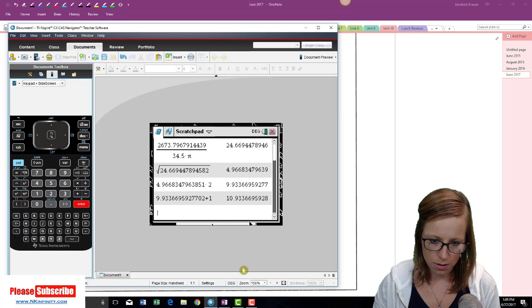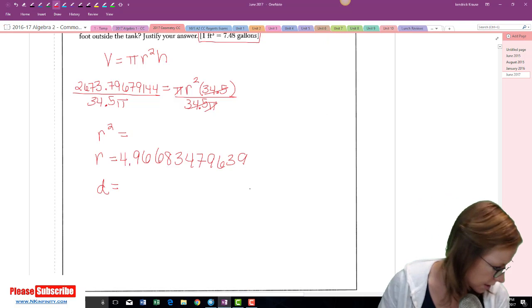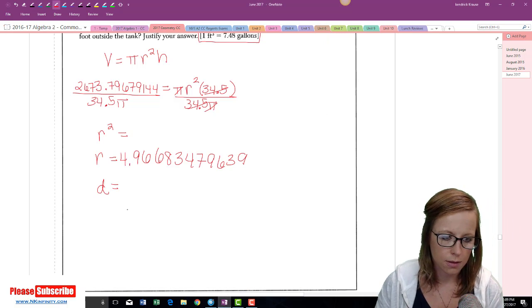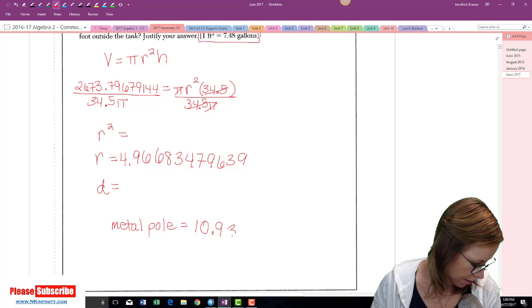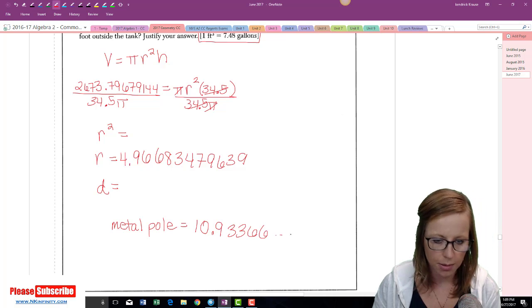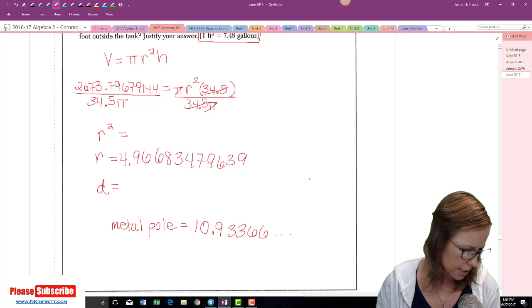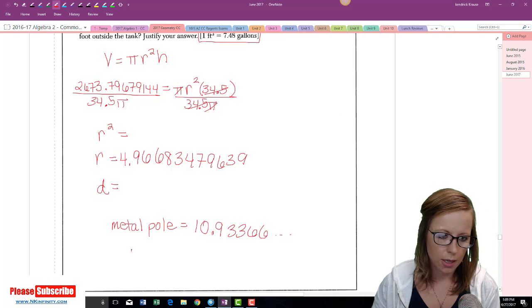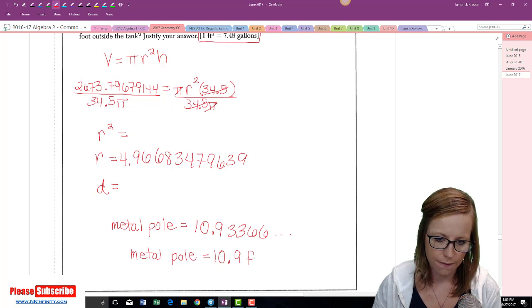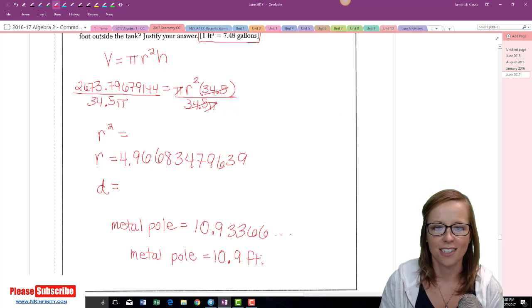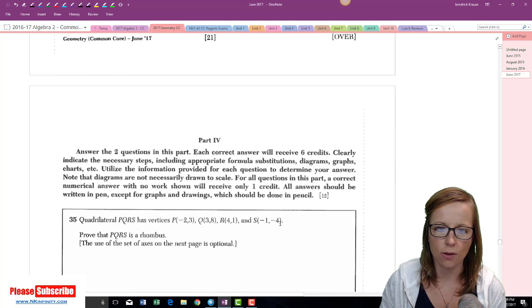So the pole, what is it called? The metal pole has to be 10.93366, blah, blah, blah. But they say round to the nearest tenth. So the metal pole is 10.9 feet. Wow. Yowza, right? Lots of things going on there.